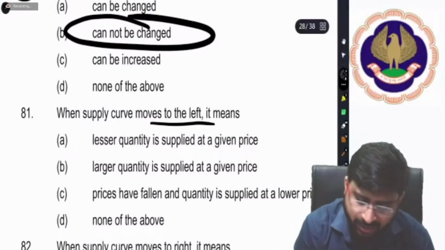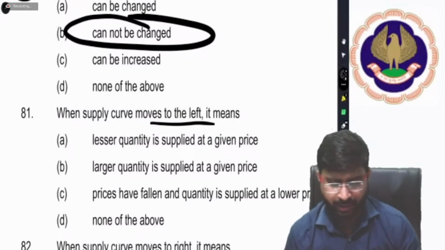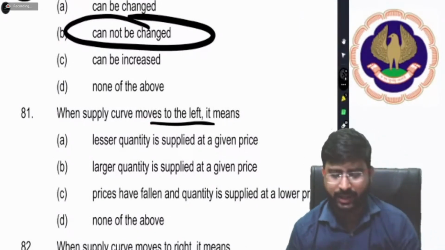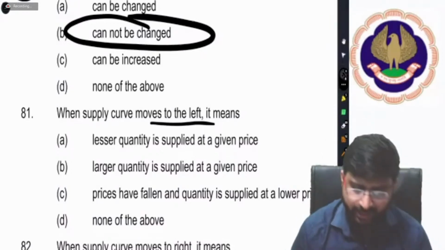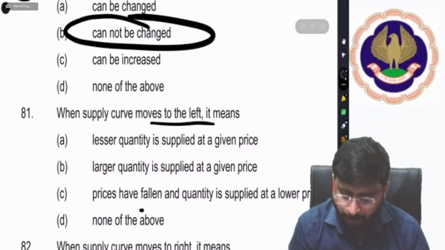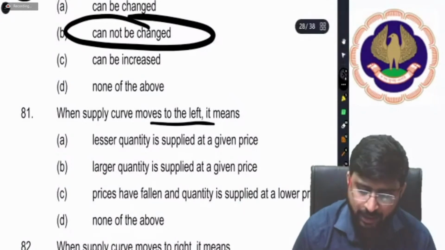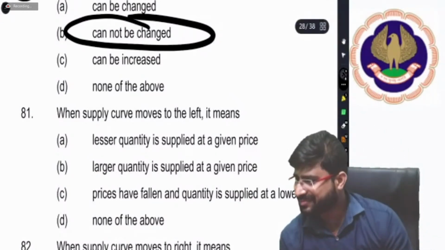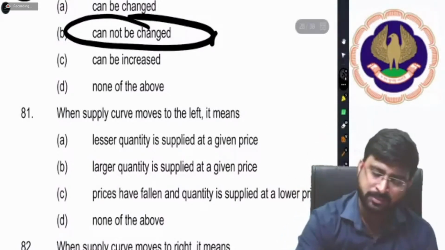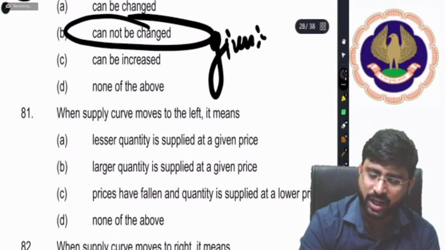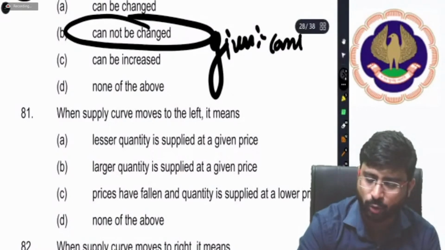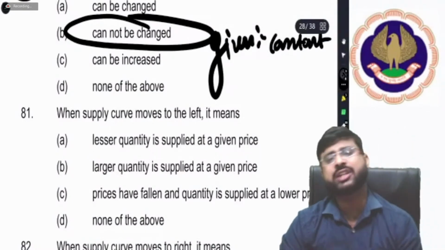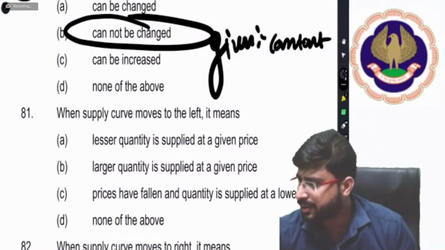When supply curve shifts to the left, what does it mean? It means lesser quantity supplied at a given point, larger quantity, price has fallen and quantity supplied, none of the above. What do you think happens? Given means constant. Write it down in your copies or books, whatever you have right now. Given means constant. Come on, tell me.